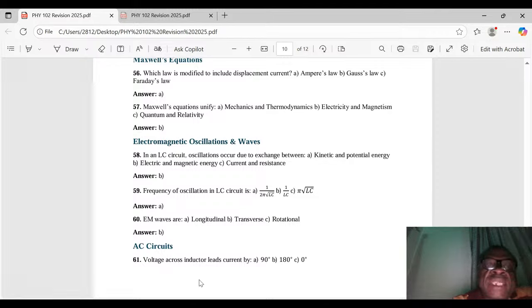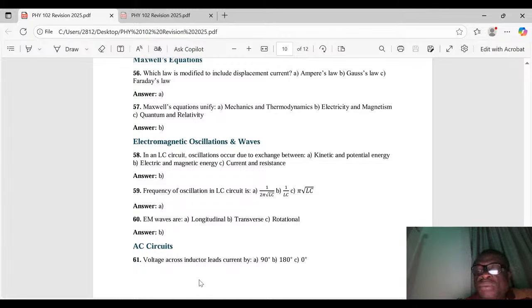Number 57. Maxwell's equation unifies A. Mechanics and thermodynamics. B. Electricity and magnetism. C. Quantum and relativity. It unifies electricity and magnetism. Maxwell's equation.